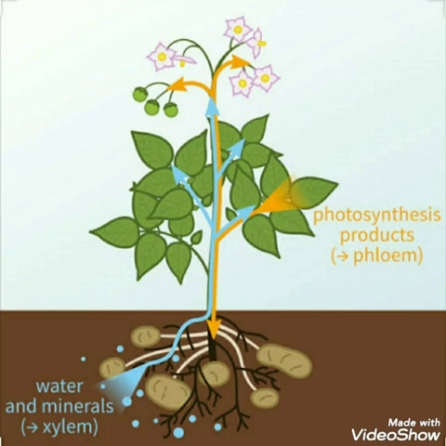From this, we learn that the water moves in only one direction, and the prepared food, or the carbohydrate, after photosynthesis moves in different directions.